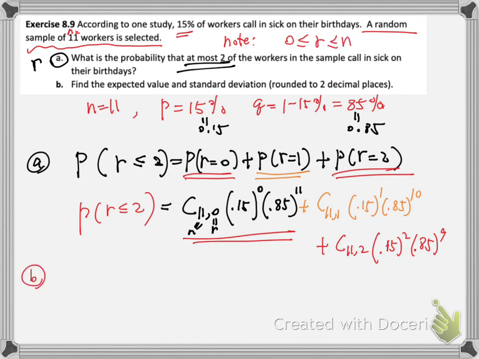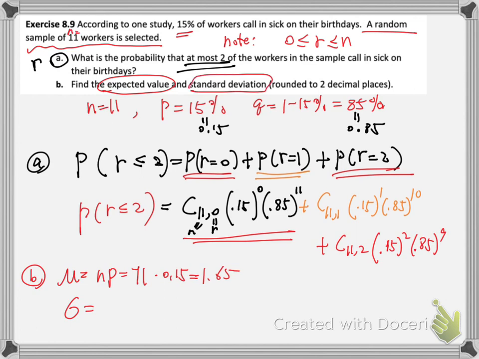Part B is much easier. Mu is NP. So mu is 11 times 0.15, which is 1.65. Mu is the expected value or mean. Sigma is the standard deviation. So sigma is the square root of N times P times Q, so the square root of 11 times 0.15 times 0.85. So this is the square root of 1.4025, which is 1.18.